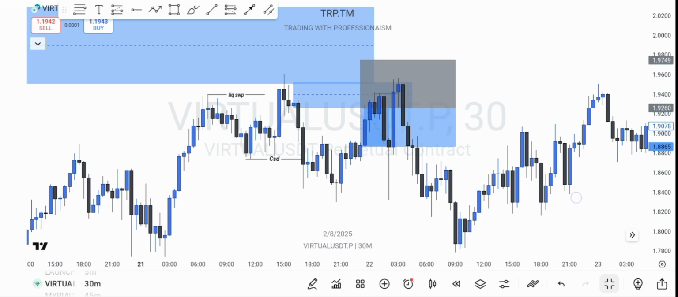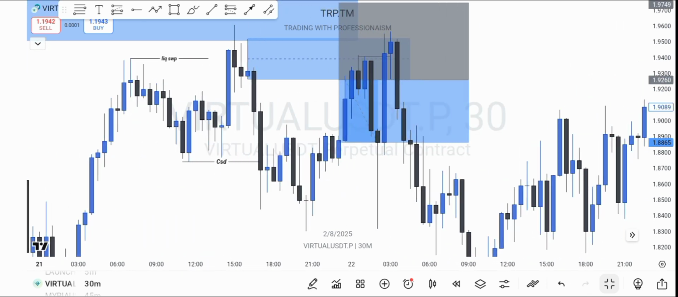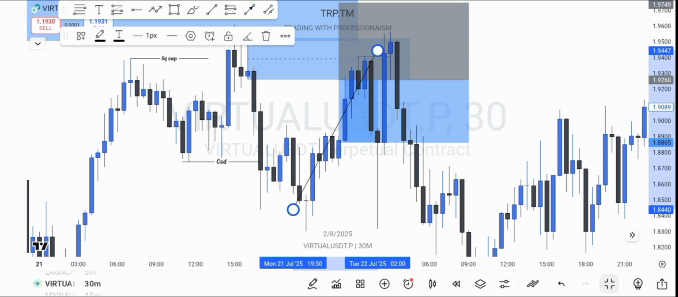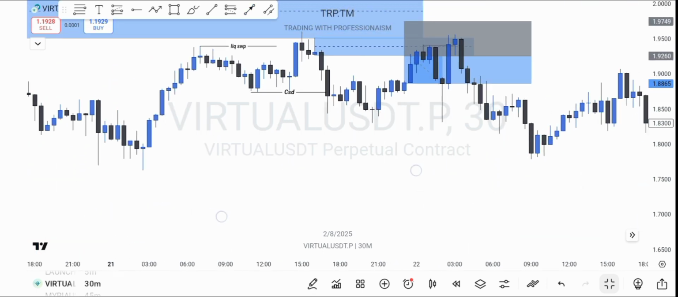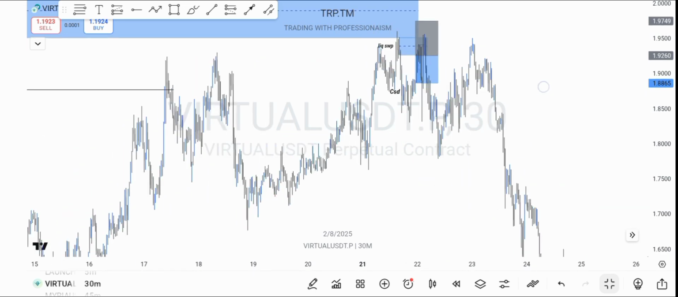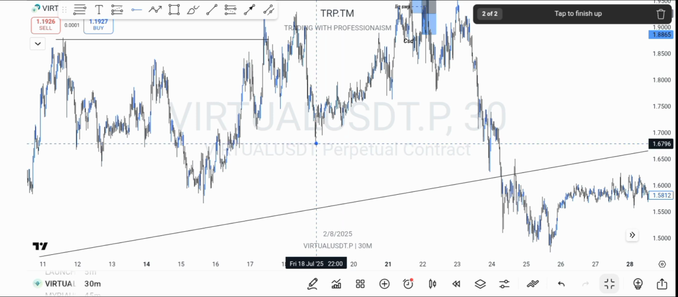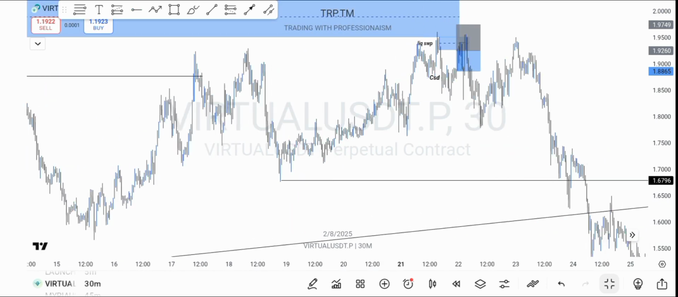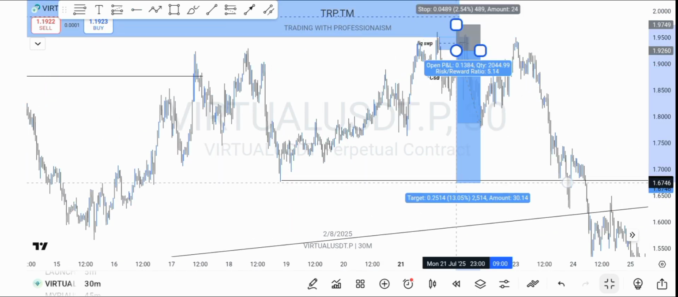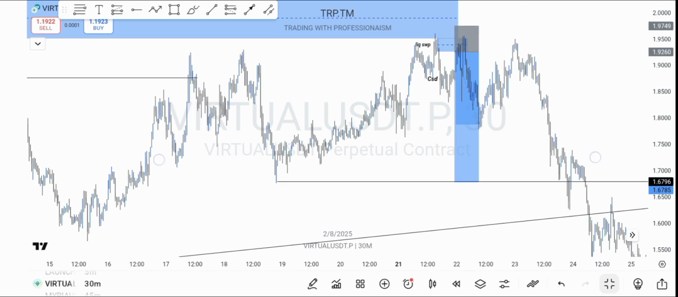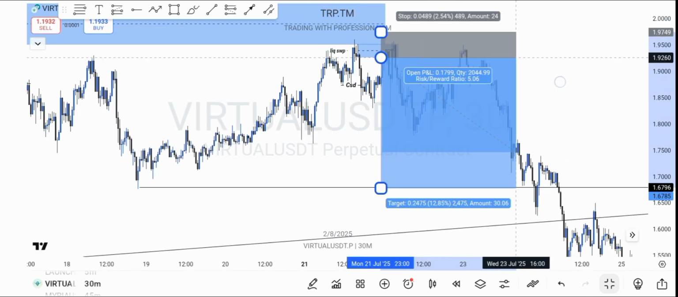So now this is exactly what you're looking for: a liquidity sweep, a change in state of delivery, and price RTOs, that's return to order block, to your POI and goes your way. Very clean setup. And my target was in this low, right here. And that is a clean 5. Very clean. It doesn't even take time.